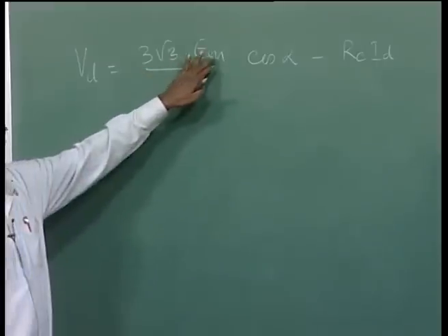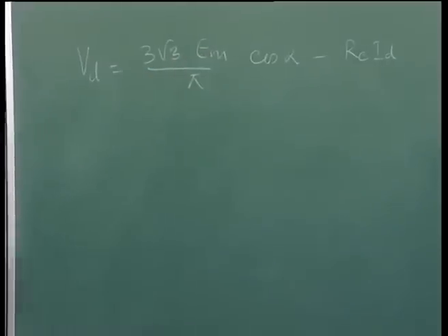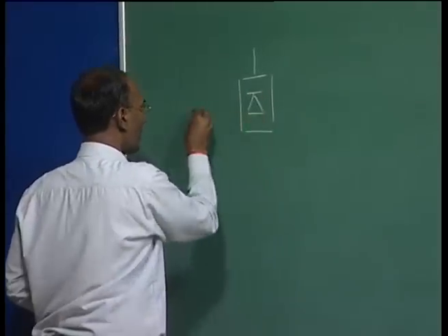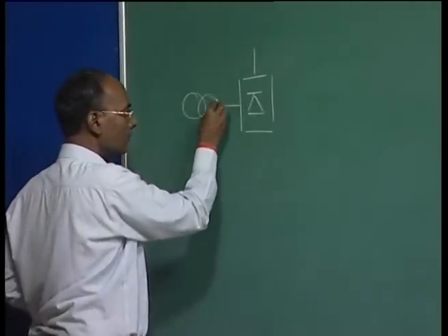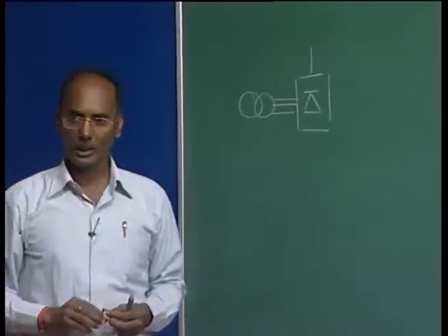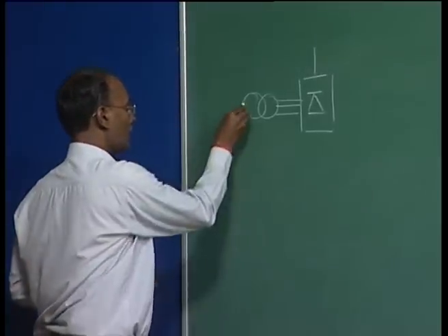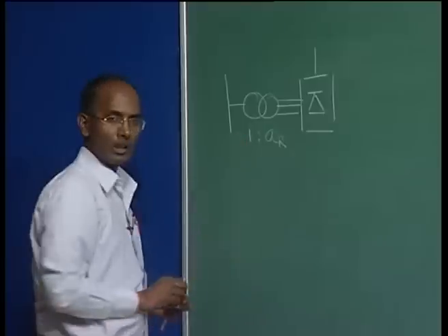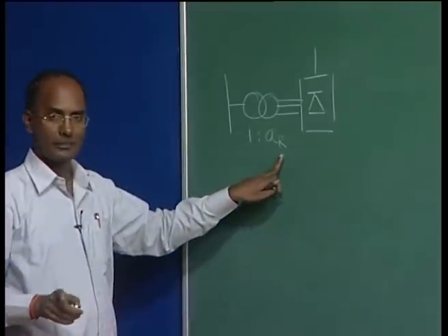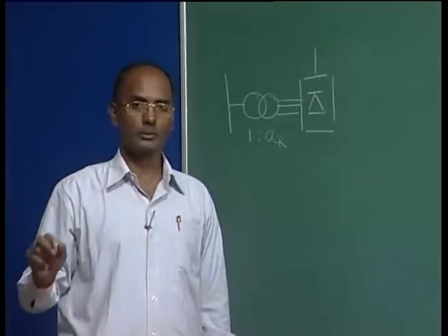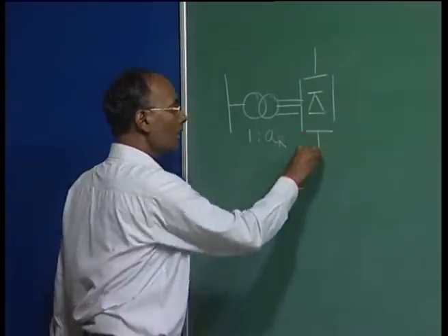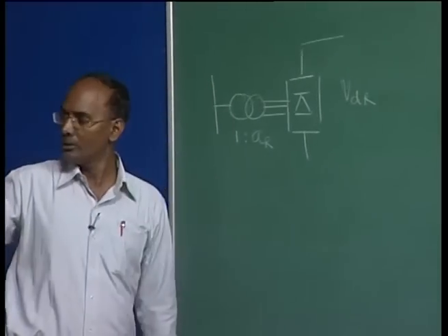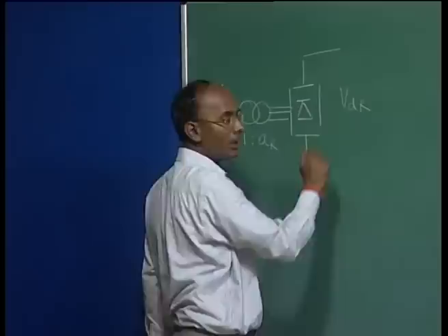We wrote this EM in the sense that if you see your HVDC link, let us suppose this is your rectifier. Here we have a transformer, and this is your OLTC transformer, that is, the online tap changing transformer. This is 1:AR, and I am writing from the rectifier side. R represents rectifier, whereas I is used for inverter. So this is your VDR, which is written in this expression. This D is DC and R is for the rectifier.